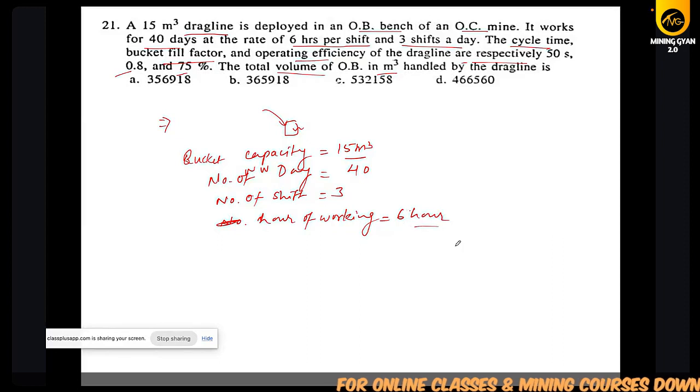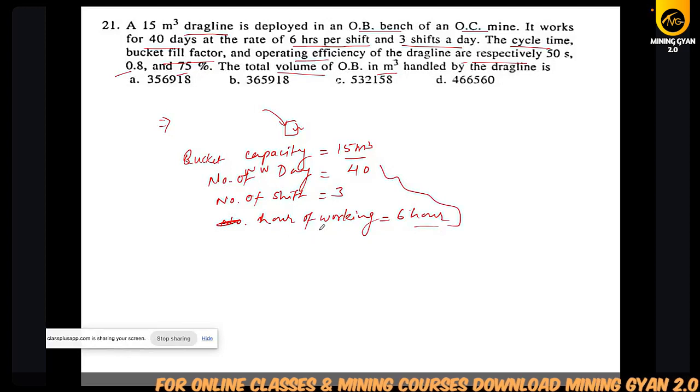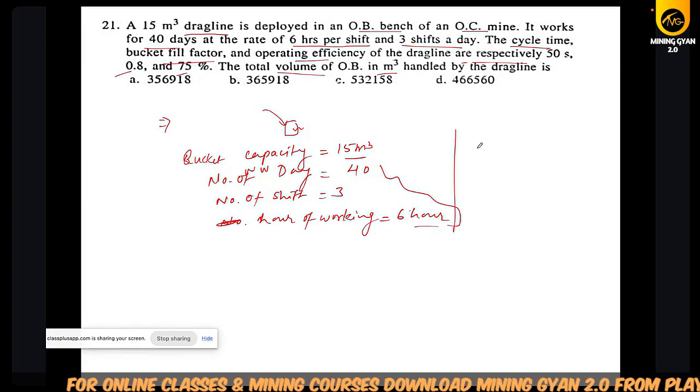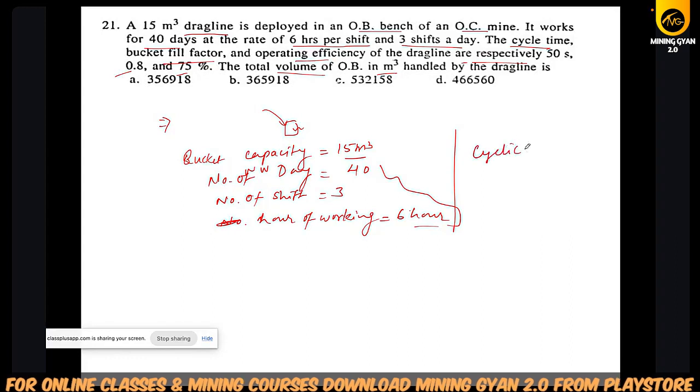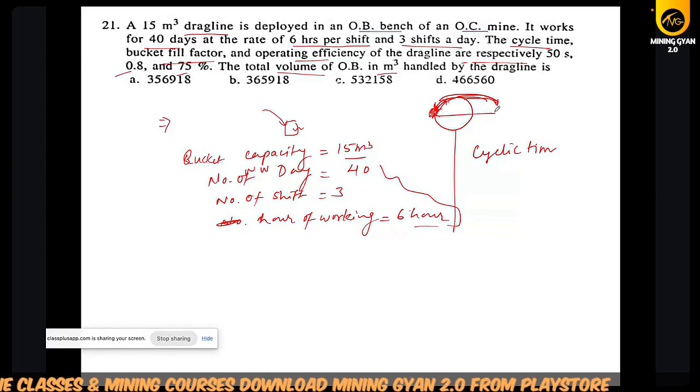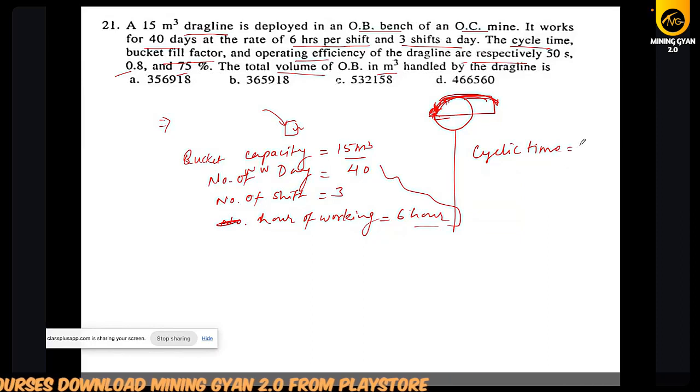So you can also multiply and get how many hours or how many times. I am writing this so you may not get confused. Cyclic time, I already told you. From one point the bucket will be thrown, it will fill, you will pull the bucket and throw the waste material, then the boom will swing and come back to the same point, and you throw the bucket again. This process is known as cyclic time. So cyclic time is 50 seconds.